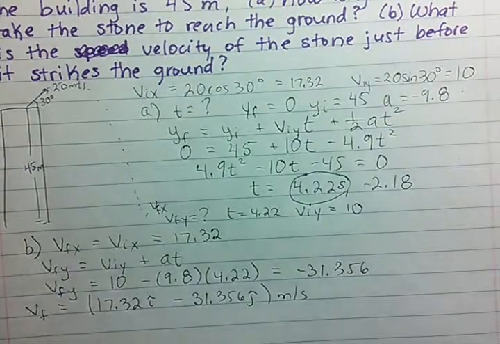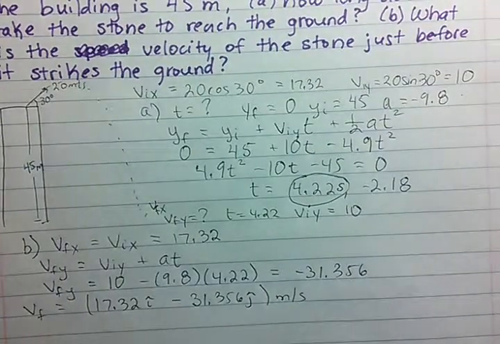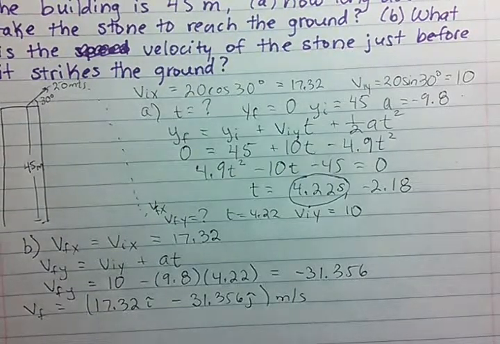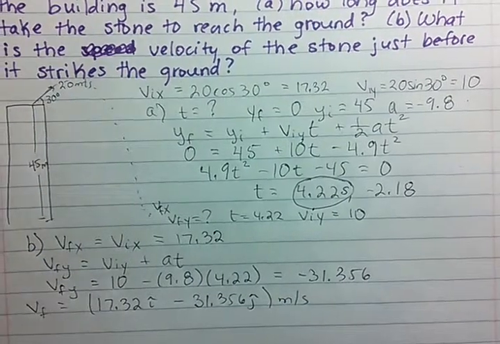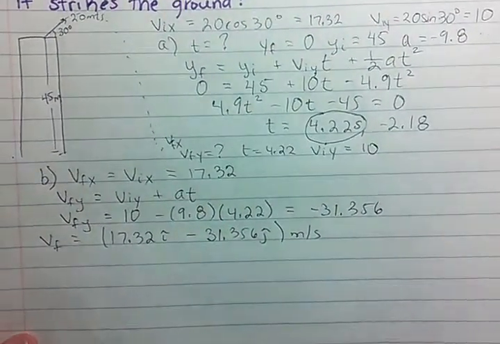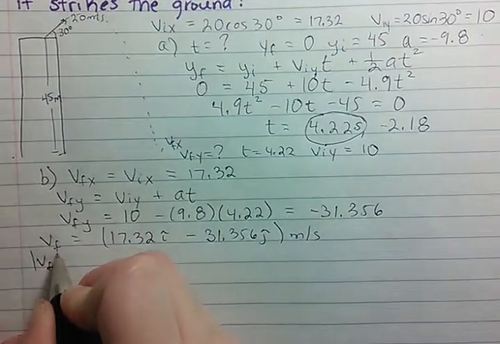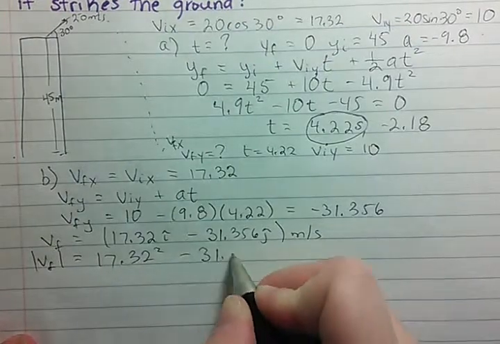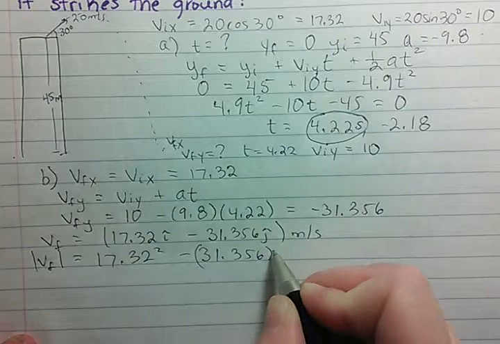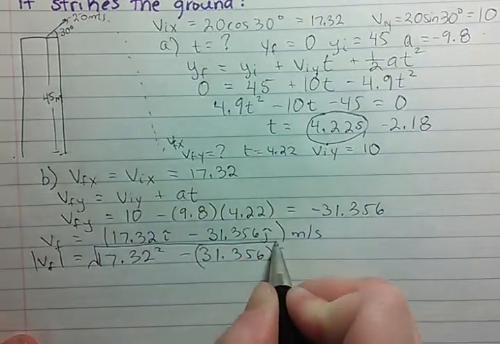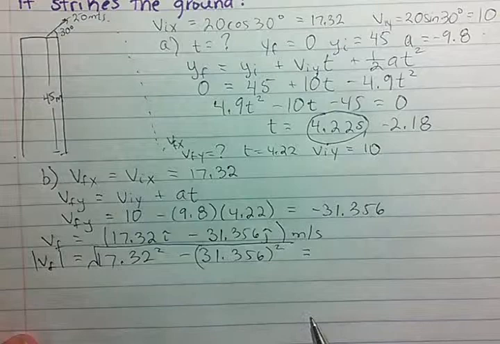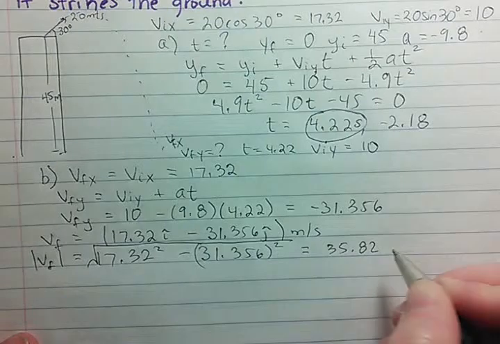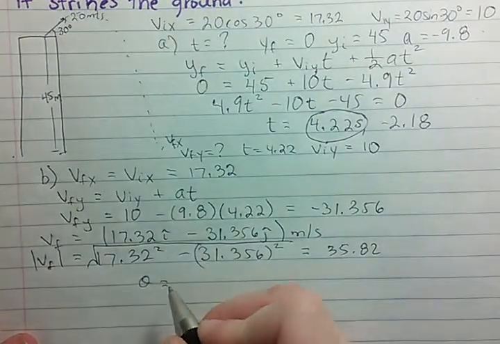So we did just find the velocity. However, the problem doesn't specify whether it wants it in unit vector notation or magnitude angle notation. So let's just do it for both, just in case. So to find the magnitude of Vf, we'll use Pythagoras here. So if you plug that into your calculator, you will get 35.82.